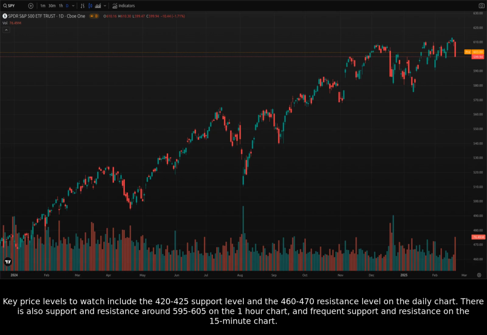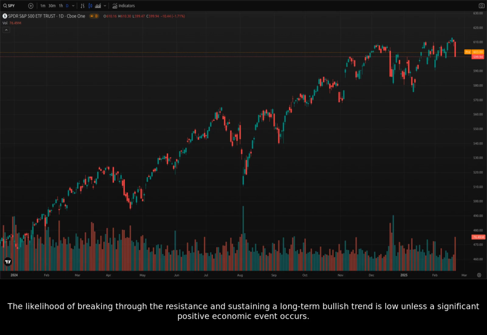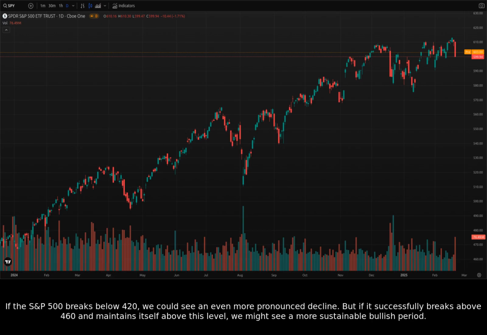on the daily chart. There is also support and resistance around 595 to 605 on the 1-hour chart, and frequent support and resistance on the 15-minute chart. The likelihood of breaking through the resistance and sustaining a long-term bullish trend is low unless a significant positive economic event occurs. If the S&P 500 breaks below 420, we could see an even more pronounced decline.